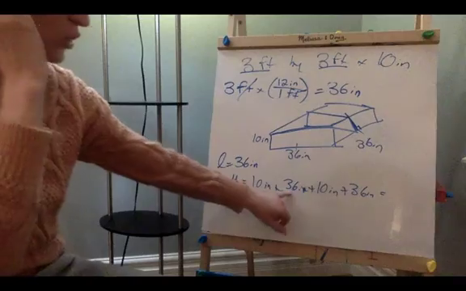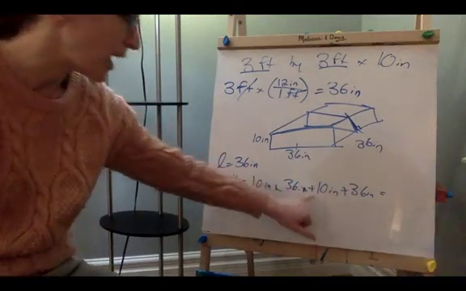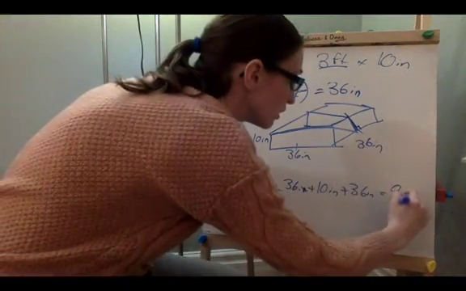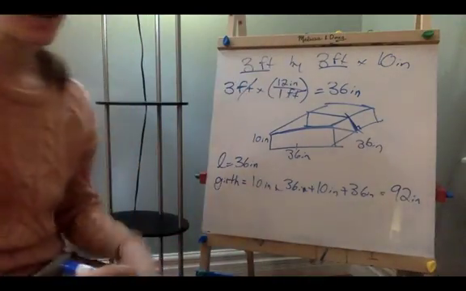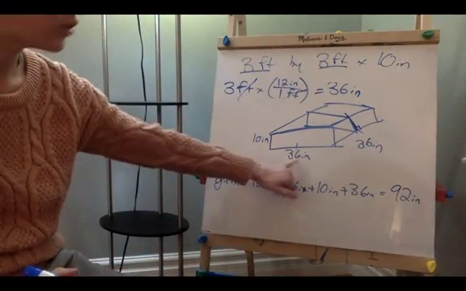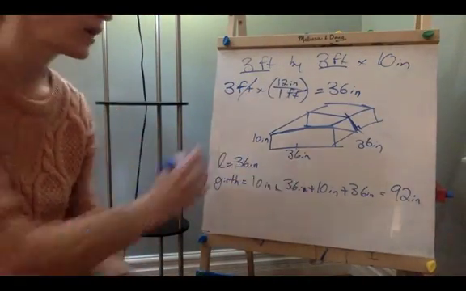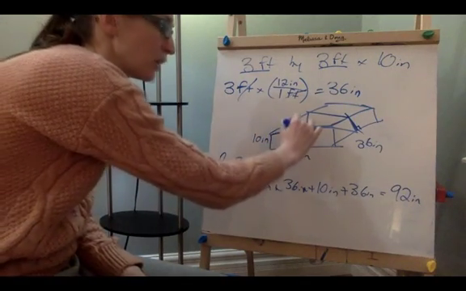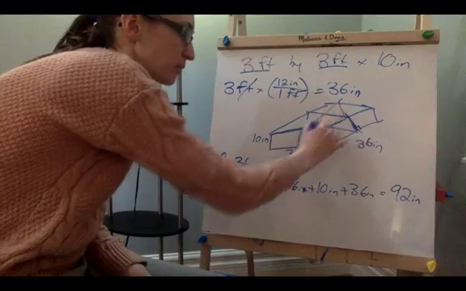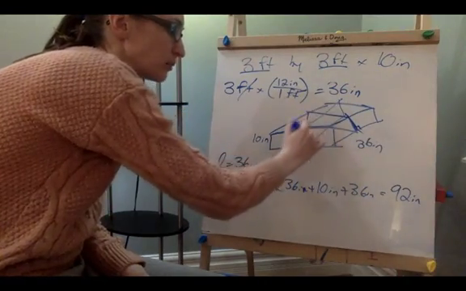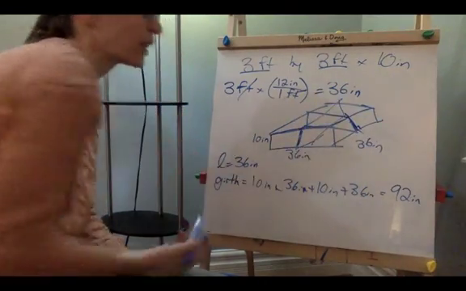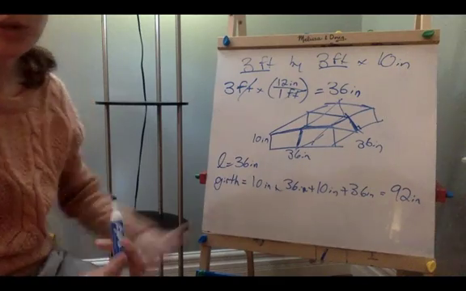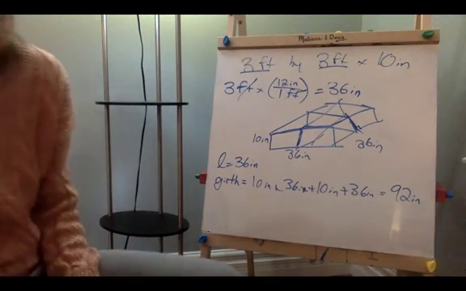Okay, so you've got two sets of 36, which would be 72, 82, 92 inches here. Had you defined this as your length, you would have gotten the same value for girth anyway, because you would have come up this way and done 10 plus 36 plus 10 plus 36, and gotten the exact same numbers. So either way you would have gotten that girth value of 92 inches.